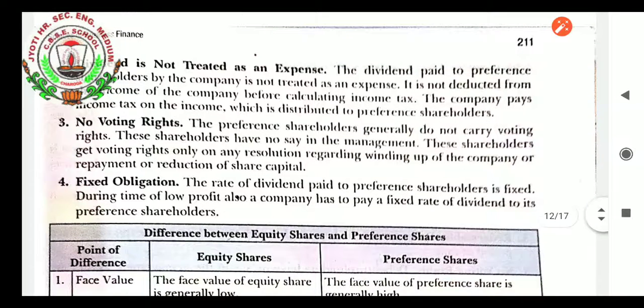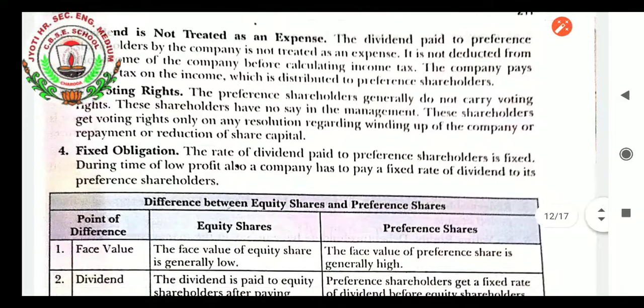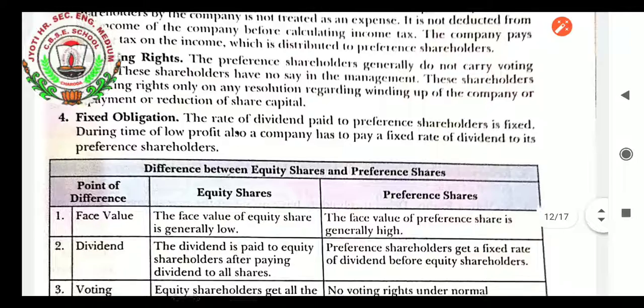No voting right. This is also a disadvantage of preference shares because they are investing money but they cannot participate in the management activity. The number of preference shareholders may be more in the organization but still their decisions are not important. The preference shareholders generally do not carry any voting right. They have no say in the management. The shareholders get voting rights only on any resolution regarding winding up of the company or repayment or reduction of share capital. Fixed obligation. The rate of dividend paid to preference shareholders is fixed. Even during a time of low profit, a company has to pay a fixed rate of dividend to its preference shareholders.